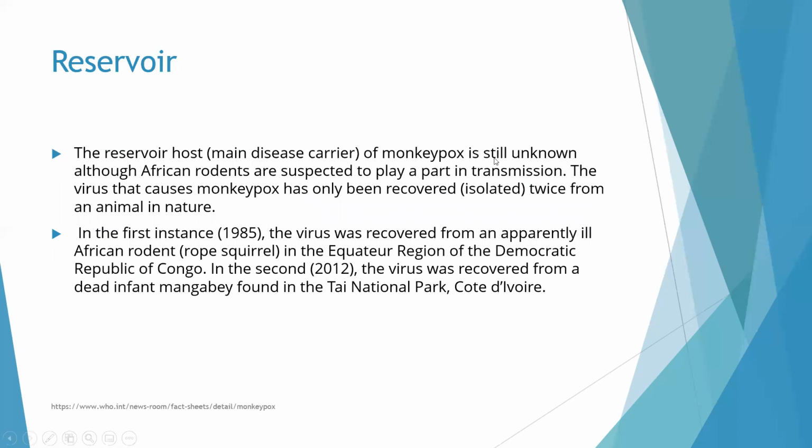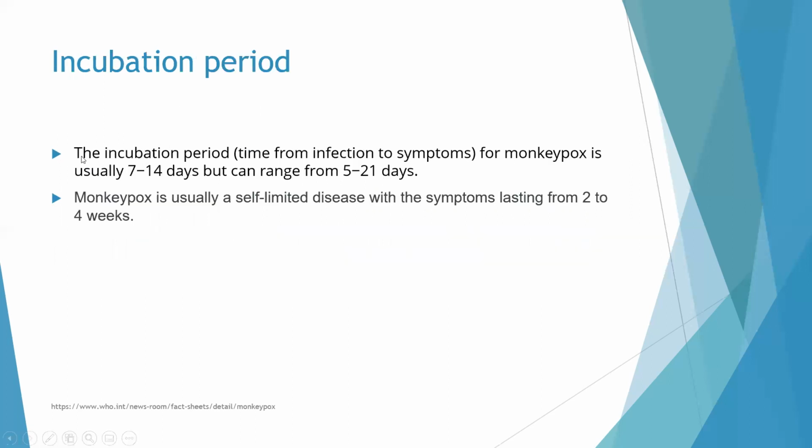The main reservoir information is still unknown, but the African rodents are suspected to play the most important part in the transmission since the first reporting of the case. And actually, the incubation period of this disease varies from 7 to 14 days, but its total ranges from 5 to 21 days. That is the peak, or the highest level the disease can extend.